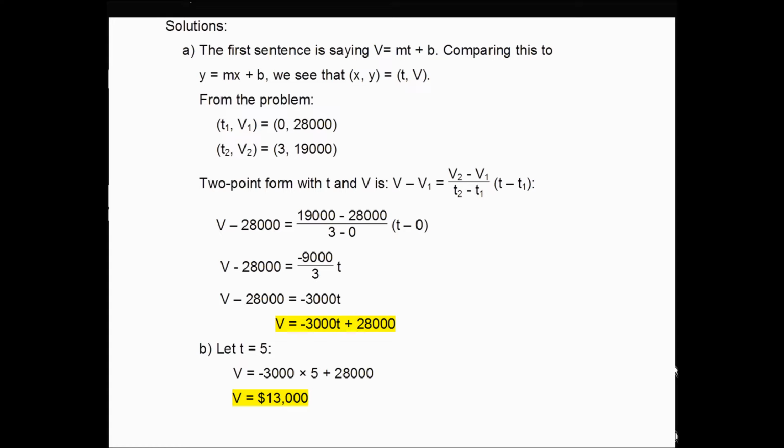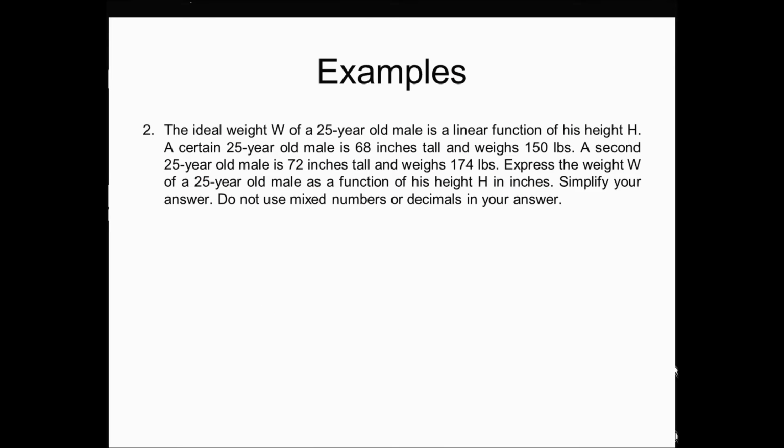Our second example, number 2. The ideal weight, W, of a 25-year-old male is a linear function of his height, h. That sentence is saying W equals mh plus b. Now, a certain 25-year-old male is 68 inches tall and weighs 150 pounds. A second 25-year-old male is 72 inches tall and weighs 174 pounds. Notice I've got two heights and two weights. I've got 2 points. Express the weight W of a 25-year-old male as a function of his height h. Simplify your answer and do not use mixed numbers or reduction within your answer.